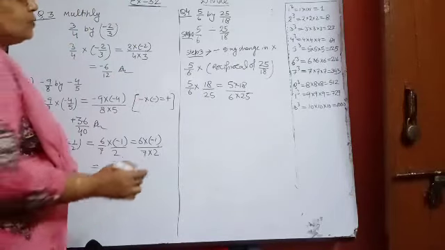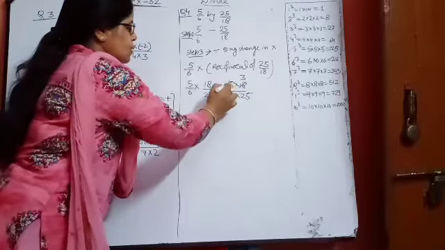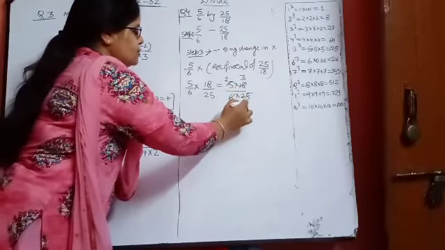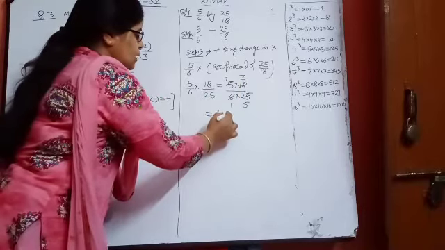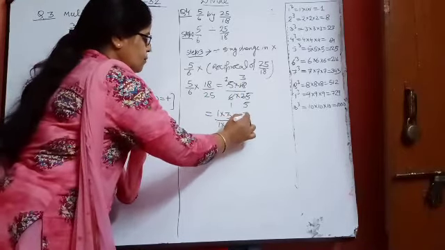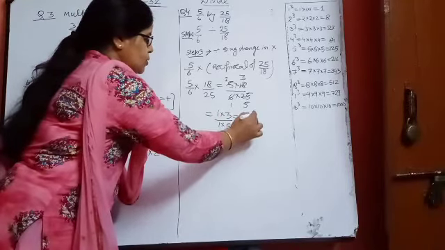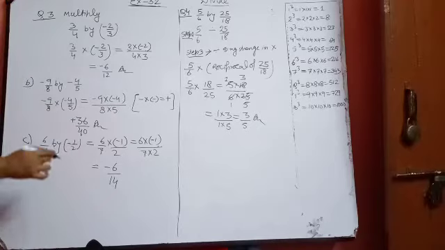Write them in simplest form. 6 threes are 18, 6 ones are 6, 5 ones are 5, 5 fives are 25. What is in the numerator now? 1 into 3 upon 1 into 5. 1 into 3 means 3, 5 into 1 means 5. So it will be your answer. How simple it is. So in this way you will do question number 4 also.